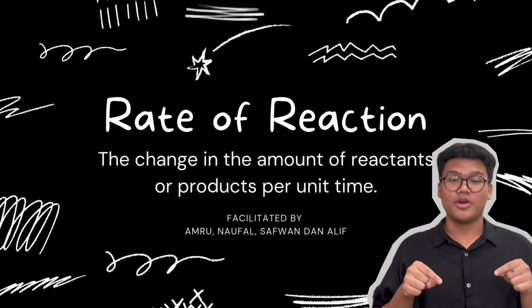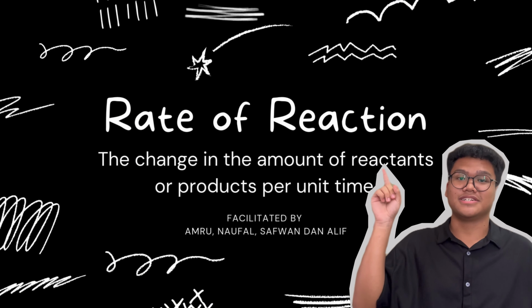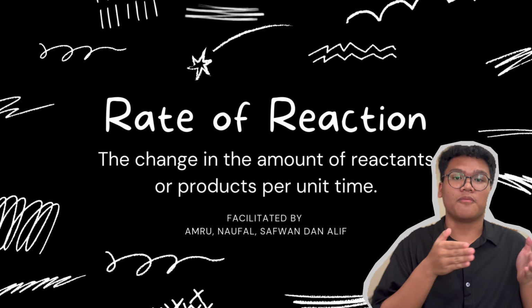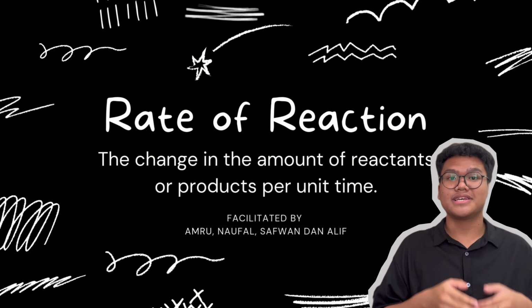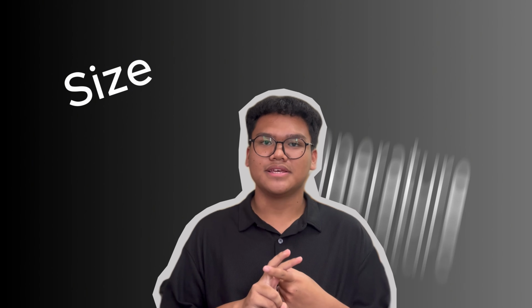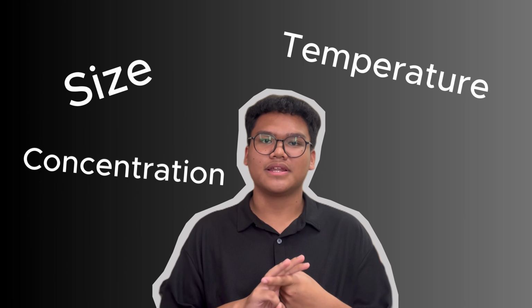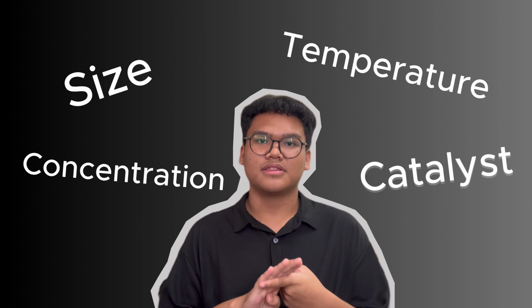For today's topic, we are going to talk about the rate of reaction, which is the change in the amount of products or reactants per unit time. Did you guys know there are 4 factors of the rate of reaction? The first one is size, the second one is temperature, the third one is concentration, the fourth is catalyst. For today's presentation, we are going to connect the factors of the rate of reactions with our life.